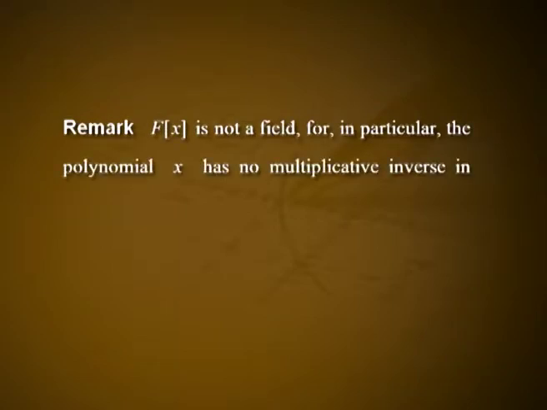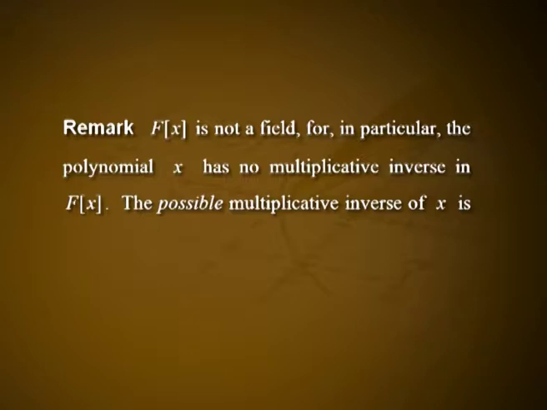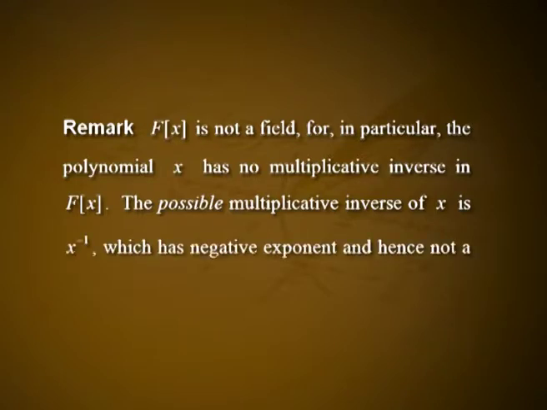Since every field is an integral domain, the following result follows immediately from the theorem. Corollary: if F is a field, the ring F[x] is an integral domain. Remark: F[x] is not a field, for in particular the polynomial x has no multiplicative inverse in F[x]. The possible multiplicative inverse of x is x^(-1), which has a negative exponent and hence is not a polynomial.